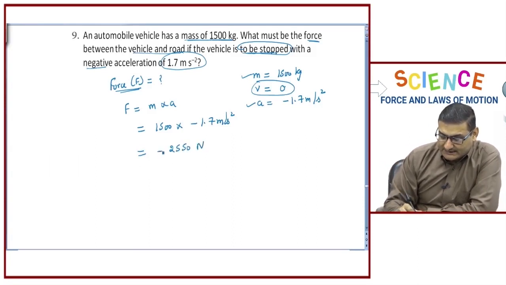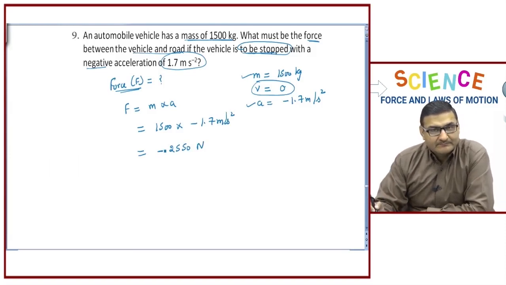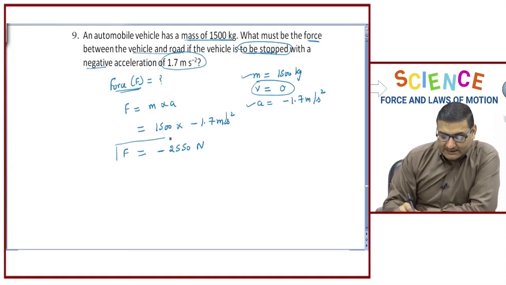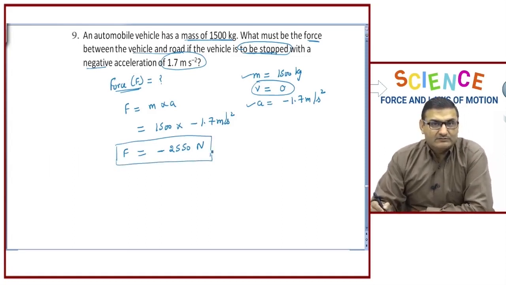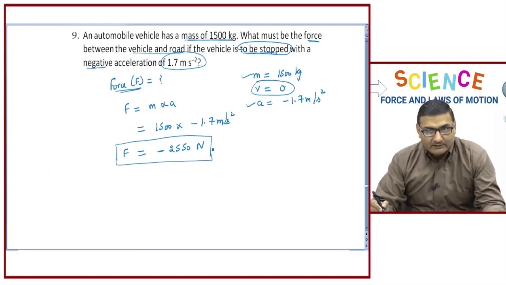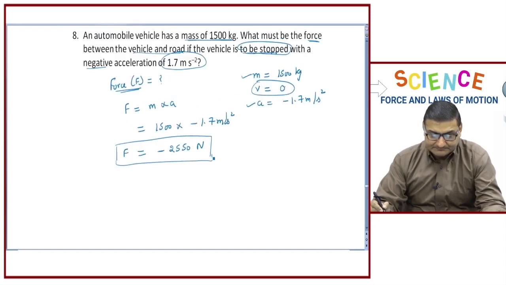2550 newtons in minus, right? Fine. So this is the force acting on this particular automobile vehicle. The force is in minus because it is a frictional force, and this minus sign indicates that it is an opposing force which is actually opposing the direction of motion of the automobile vehicle. Clear to all? Got it?